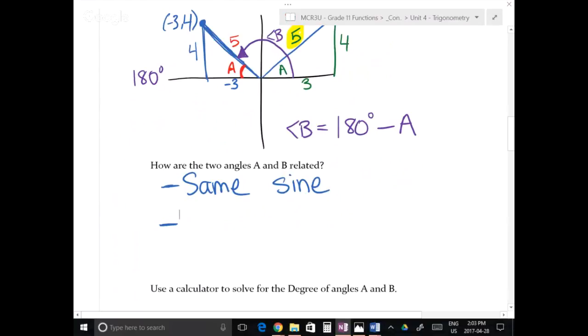But I'm here. Anyway, they have the same sine. They have a different cosine and a different tangent.